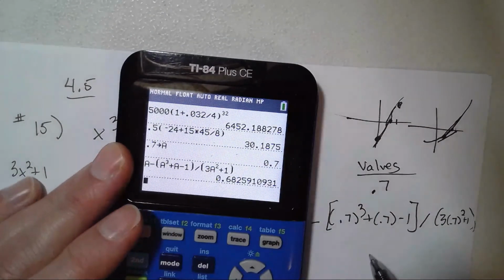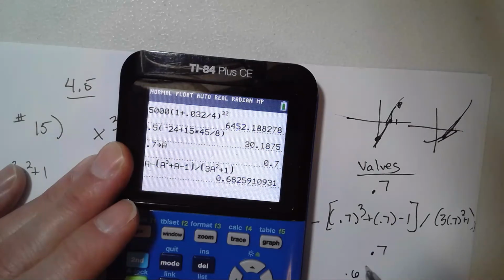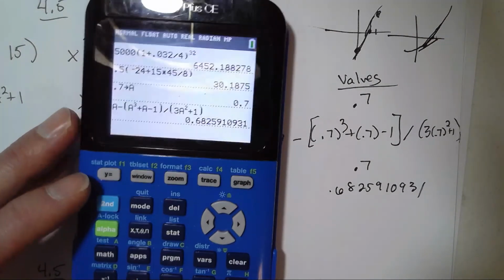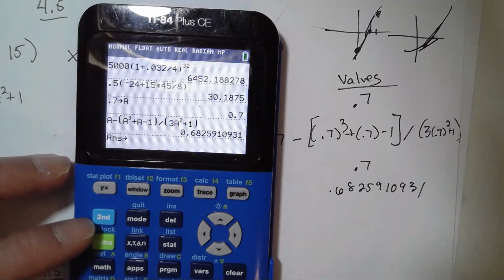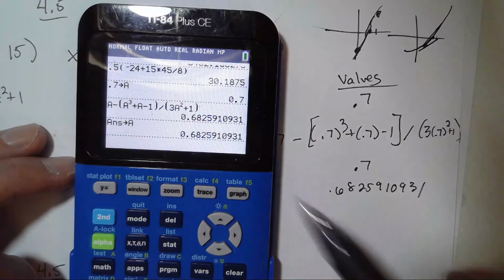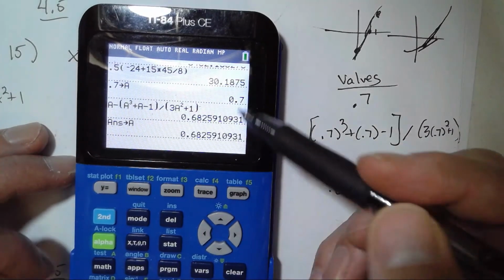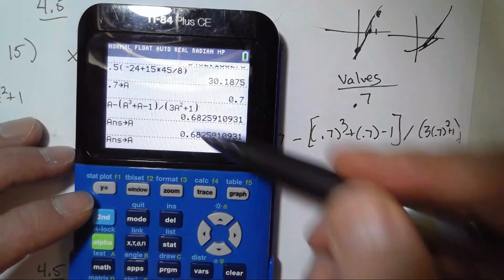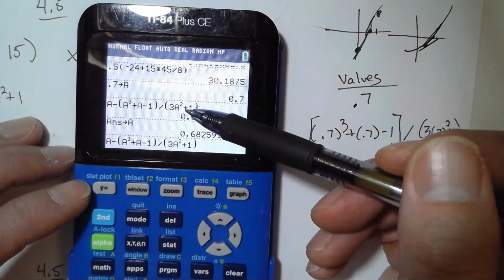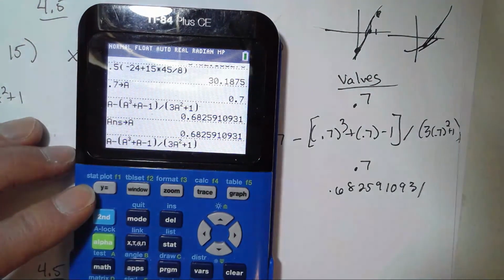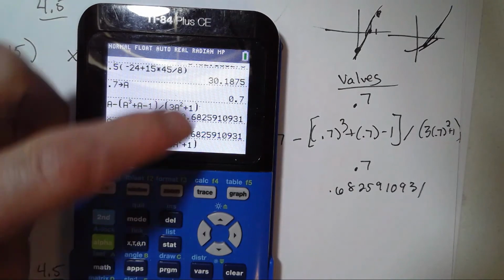Alright, so here's my list. 0.7. Now I have 0.682591091. Well, that's going to be my new x value right here. So I'm going to store that in for A. Now it's in for A. And now I'd have to type all of that over again, unless you hit second enter. That pulls it up to this line, but we want that line, so hit second enter again, and now I bring it up to that line again. Now the new A value is stored already, so if I hit enter, it's going to plug in 0.68 and all that in for A and get us a new one.